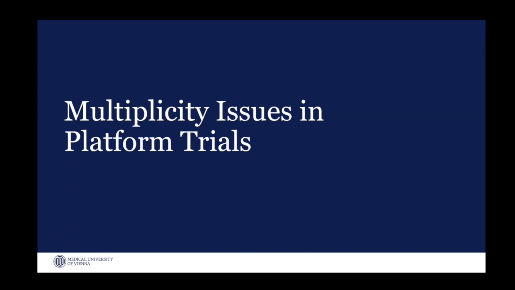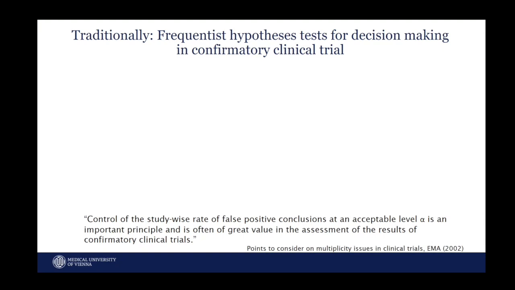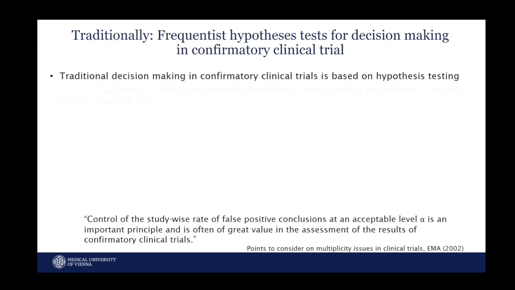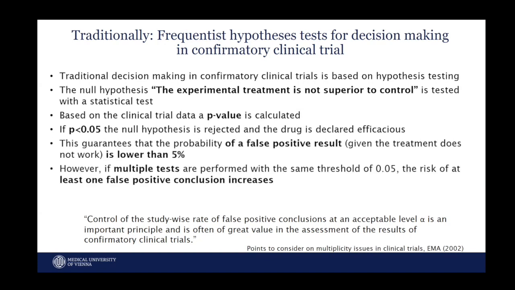Let's have a look at multiplicity issues in platform trials. As we have a lot of non-statisticians here in the webinar: usually we use frequentist hypothesis tests for decision making in confirmatory clinical trials, where we would like to test the null hypothesis that the new experimental treatment is not superior to control. With a frequentist test, the famous p-value comes in, and we reject this null hypothesis if the p-value is smaller than 0.05. This guarantees that the probability of a false positive result, given that the treatment does not work, is lower than 5%. However, we know that if we perform multiple tests with the same threshold, the risk of at least one false positive conclusion increases.